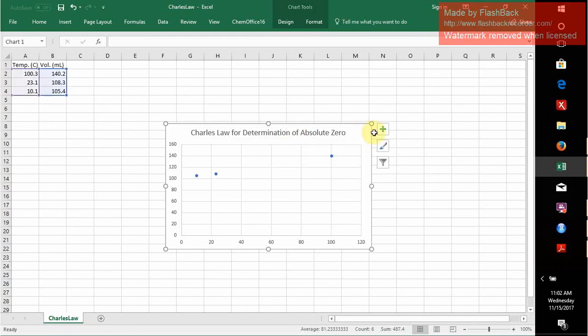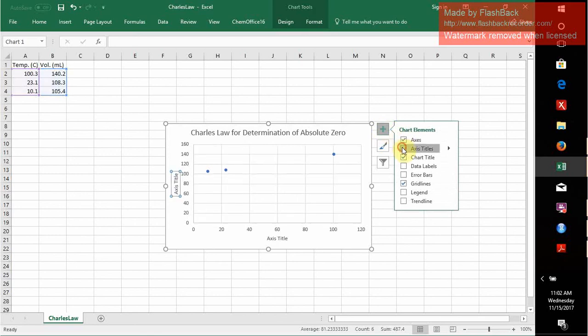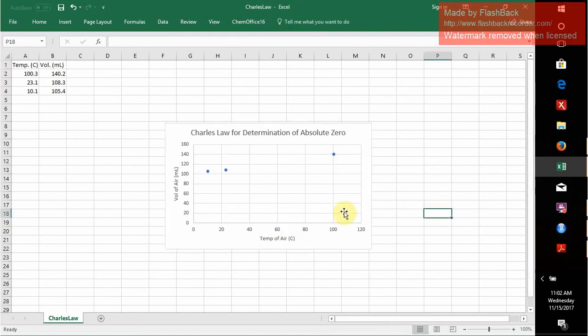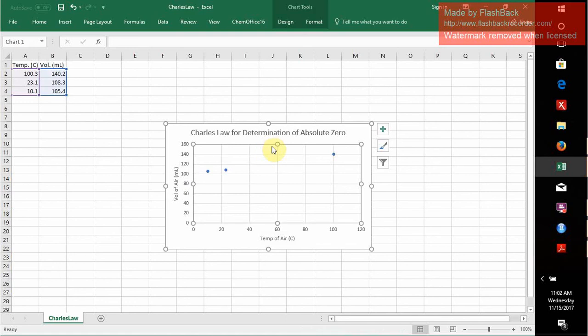Now let's go ahead and add axis titles. So again, let's call the y-axis volume of air in milliliters, and the x-axis will be temp of air, and that's going to be in Celsius. Okay, that looks good. Let's go ahead and add a border here.